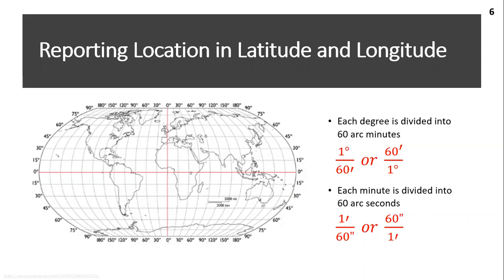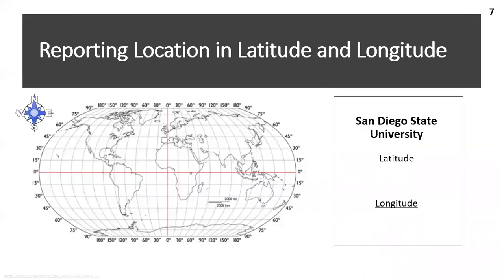Next, we will take a look at how properly reporting a position is done using degree, minute, seconds format. The following example is a general overview of how you report location later in your lab. For example, let's take a look at the position of San Diego State University. San Diego State University is located at 32 degrees north because we can see that it's above the equator, and 117 degrees west, again west, because we can see that it's west of the prime meridian.